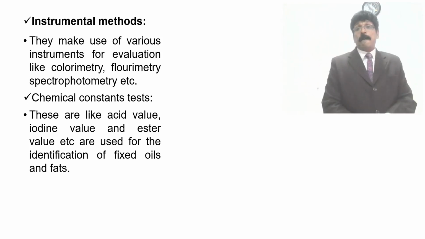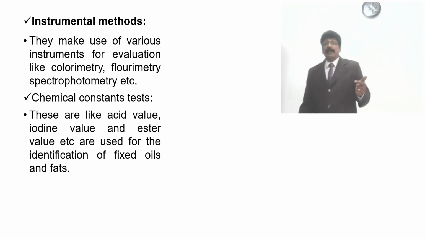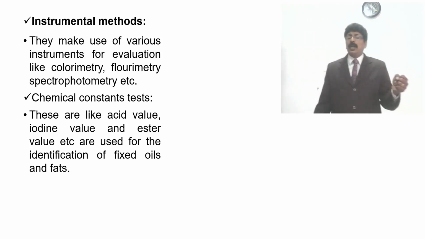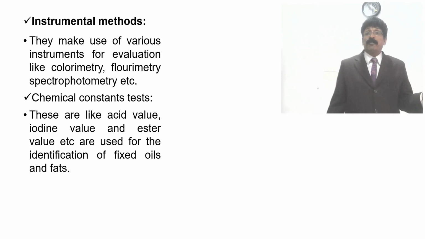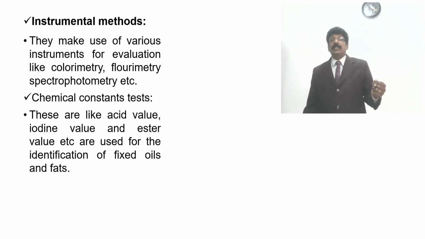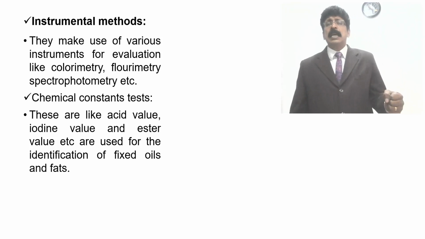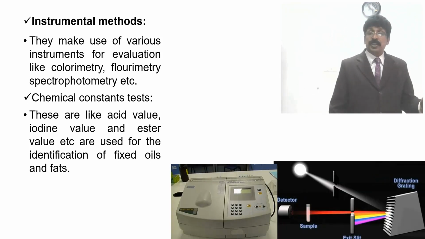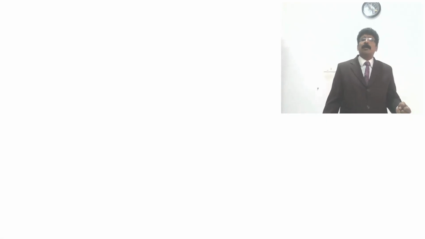So acid value, ester value, saponification value, and there are many others, like iodine value. These all also come in the chemical identification, the chemical test of chemical evaluation of crude drugs. It should be included if they ask you to write specifically about chemical evaluations. There are instruments, and I have shown a picture here to show you how the chemical evaluation takes place.